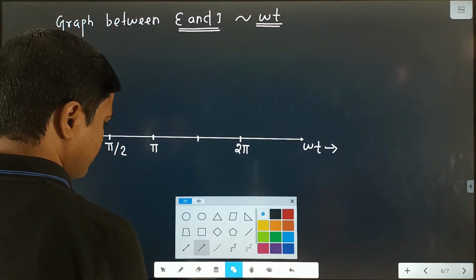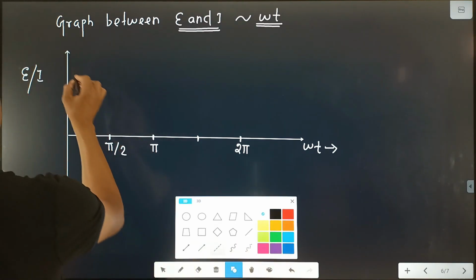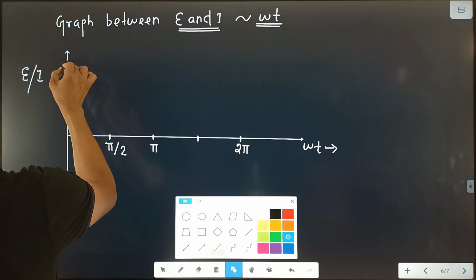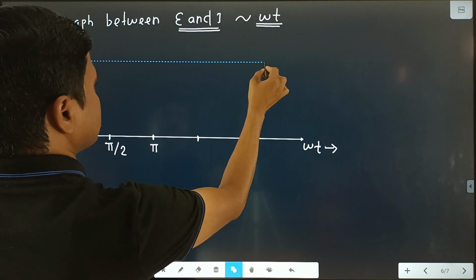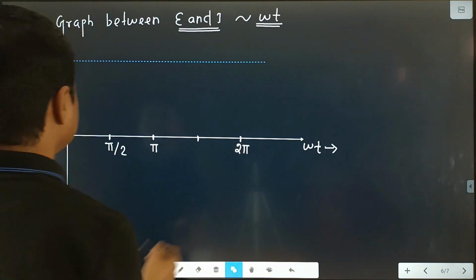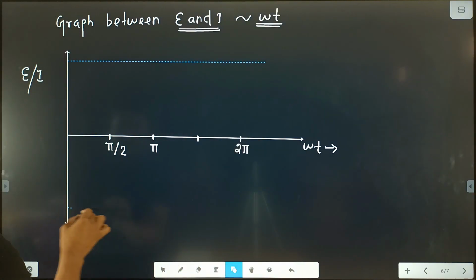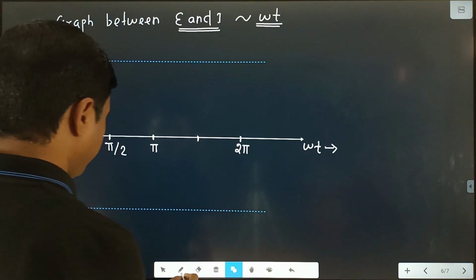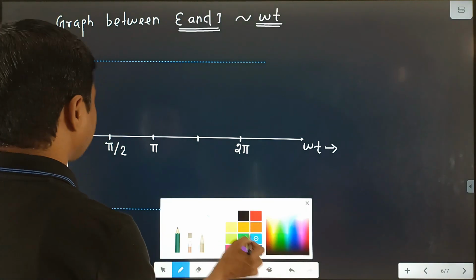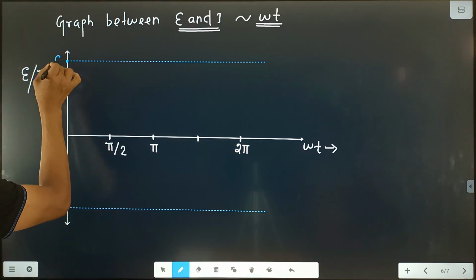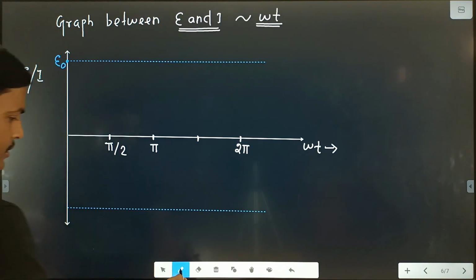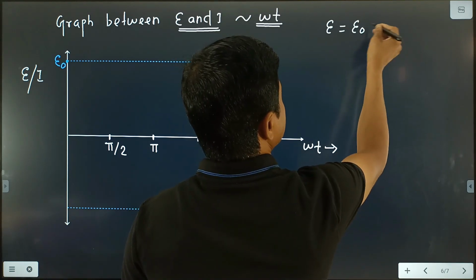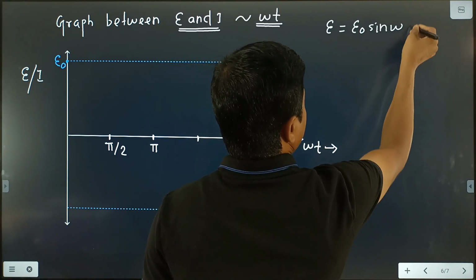And suppose this one is the maximum value of the EMF in the positive side, and this is the maximum value of the EMF in the negative side. Clear? And for the maximum value, we write E0. And you know the equation? The equation is E is equal to E0 sin omega t.